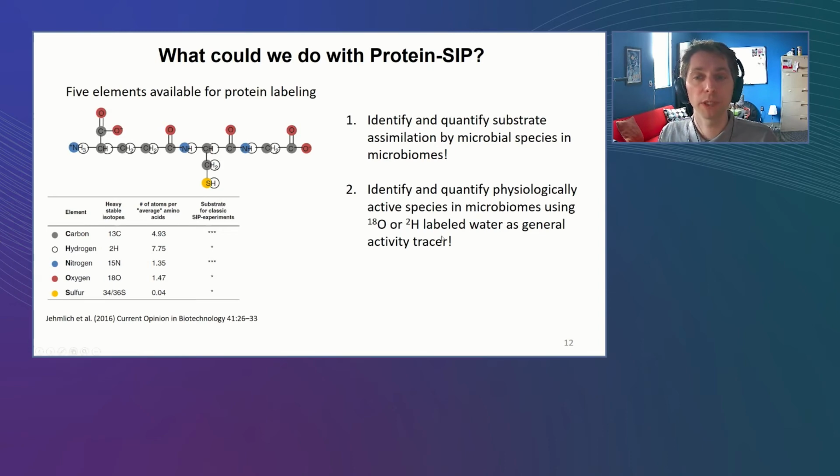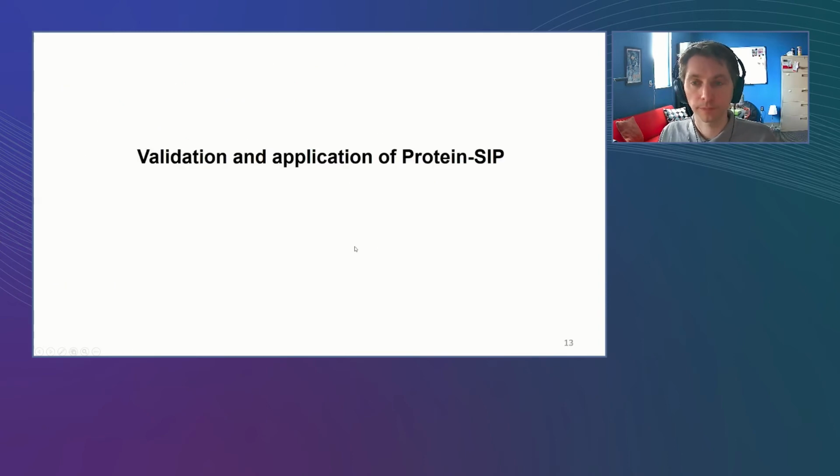And that's because we can, of course, use heavy water. So we can use water, which partakes in almost all metabolic and physiological reactions, and therefore is a really good marker of activity. And so we can label the water either with oxygen-18 or deuterium, so we can really use this as a marker for finding activity. Okay, and now I'm going to briefly talk about a few of the validation studies that we did, and then also give some examples of the applications we have used this for.